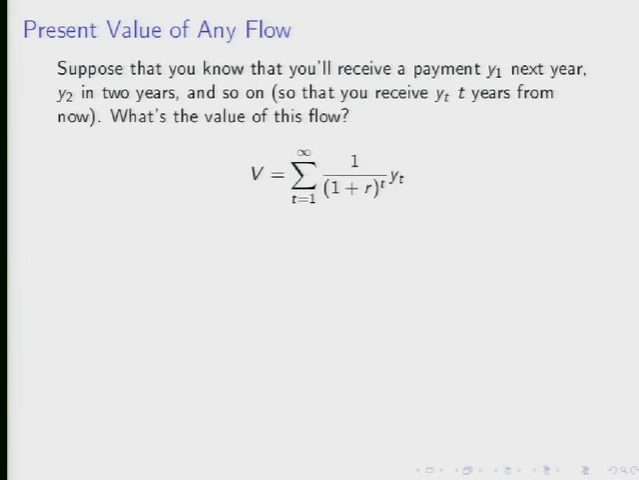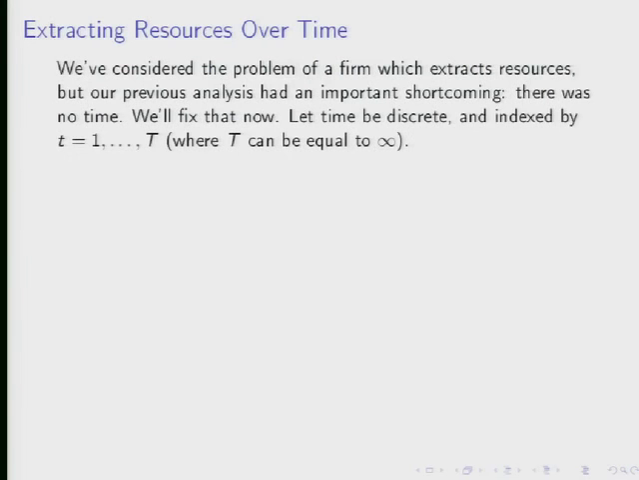So I want to talk now about extracting resources over time. We spent some time last week thinking about a static resource extraction problem. The story I was telling was one involving oil firms who had a stock of oil. They could extract that oil and sell it, and the size of the stock affected the marginal cost of extraction. But the world only lasted for one day, so there was no dynamics, there was no intertemporal decision facing these firms. Now, in a more realistic model, that's not a very realistic assumption.